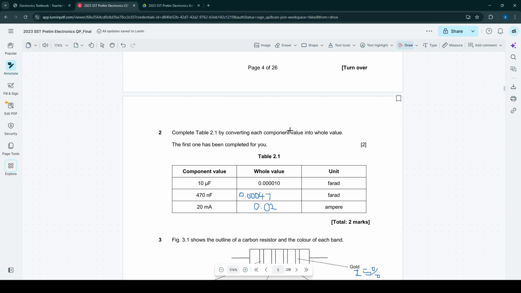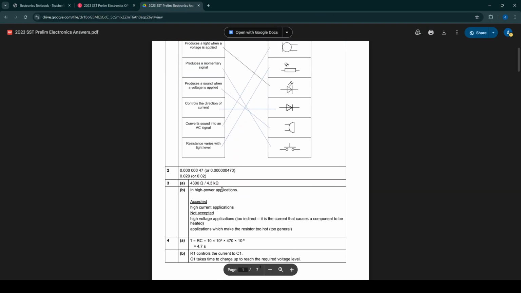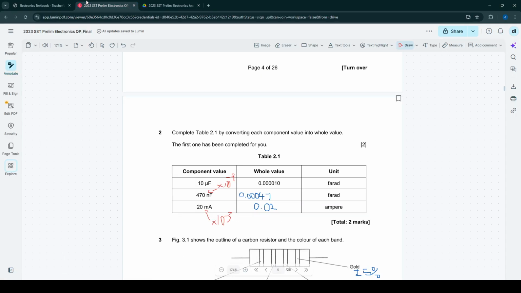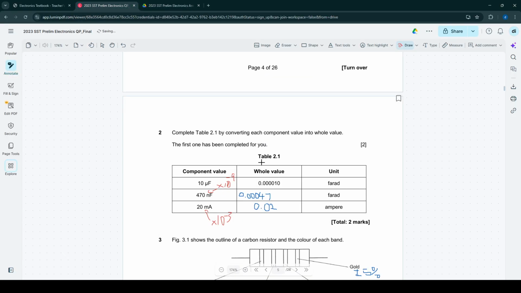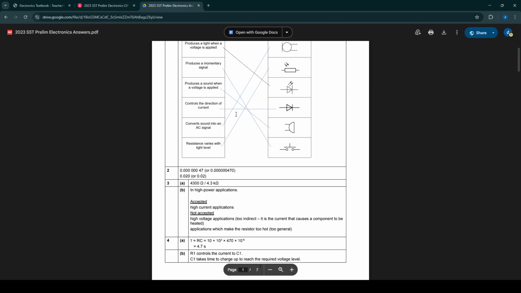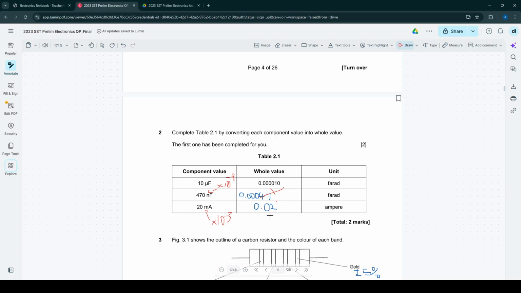Complete table 2.1 by converting each component value. Okay, so nano is times 10 to the power minus 9. Not micro. Milli here is times 10 to the power minus 3. So let's see if he got it right. No, you got it wrong. Wait, so you haven't checked it? Okay, alright. So what's going on with this, bro? Okay, so that's wrong, and then this is okay.